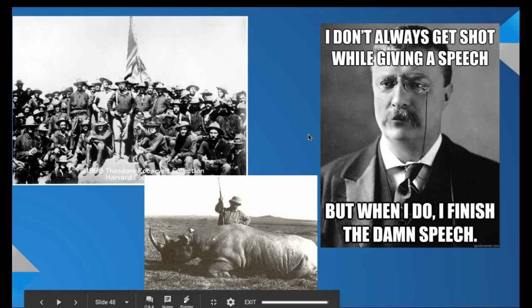And I know you're thinking, how does a man get shot in the chest? He actually had his folded up speech, a couple of inches thick, in his eyeglasses case, and that's what the bullet hit. So he did have a wound. He was bleeding, but it didn't go deep enough to cause him serious harm. But y'all, this man got shot and continued to give his campaign speech. Amazing.